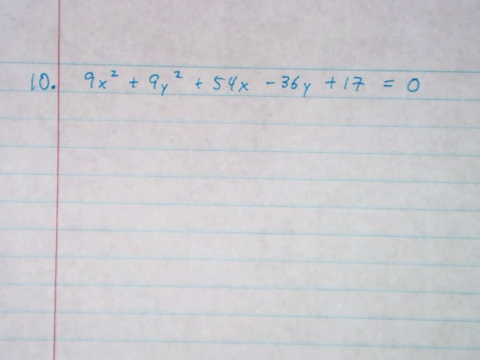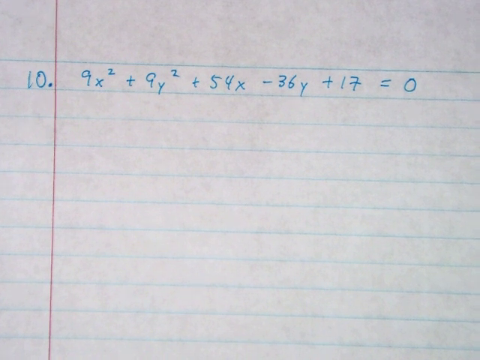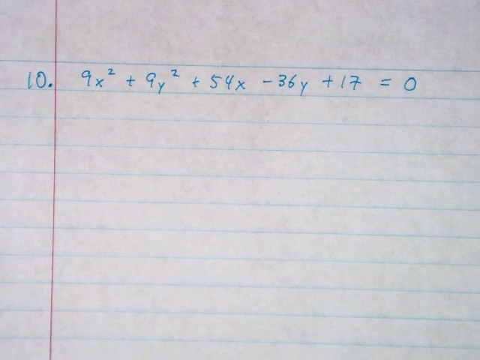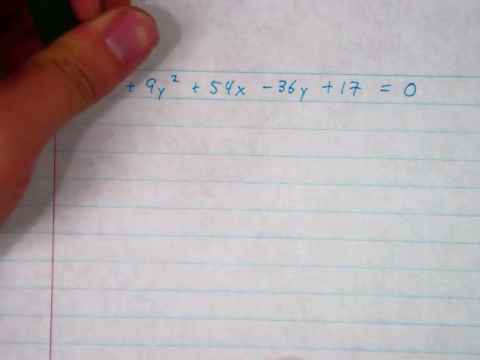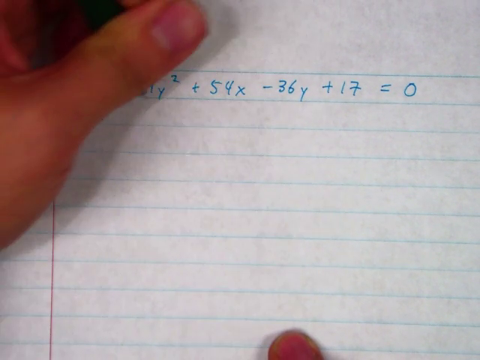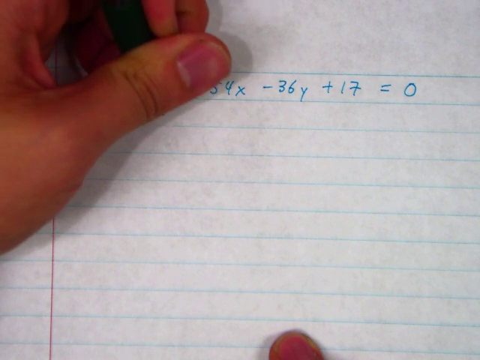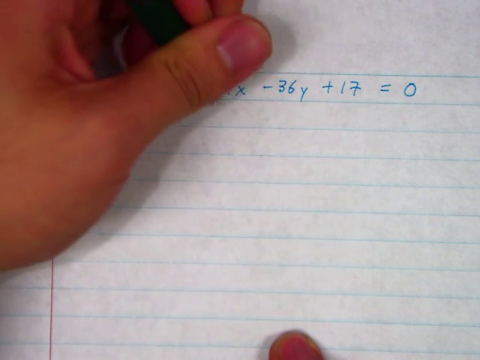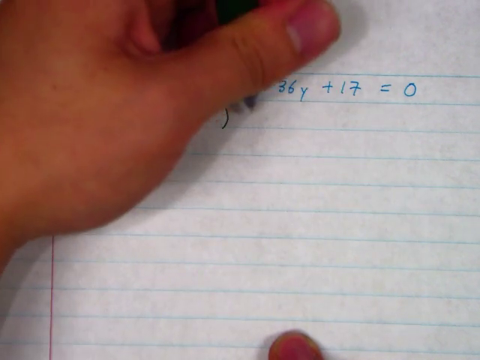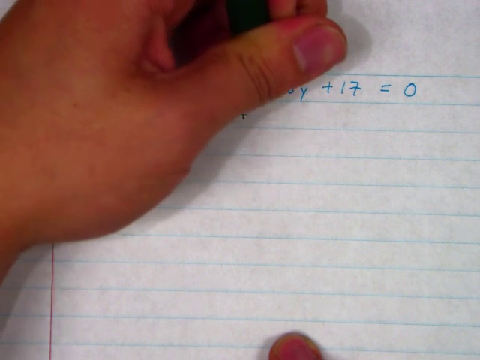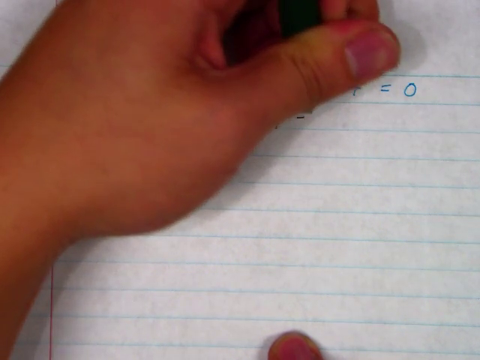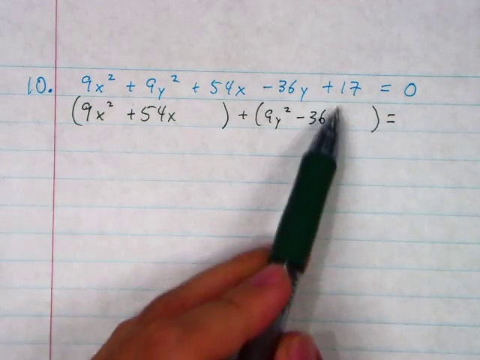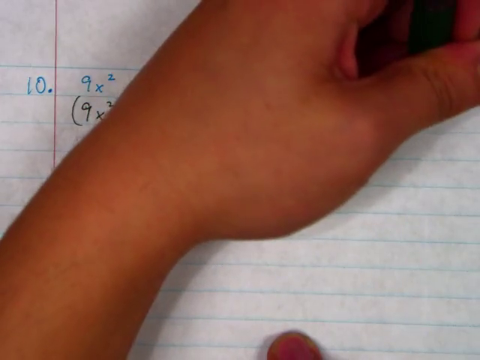What we're going to do again here is group the x terms and the y terms together and move the constant to the other side. So again, I'm going to group the x terms and the y terms together. Okay, so those are the x terms. I'm going to leave a space, and I'm going to group the y terms together. And I'm going to move the constant over to the other side, -17.